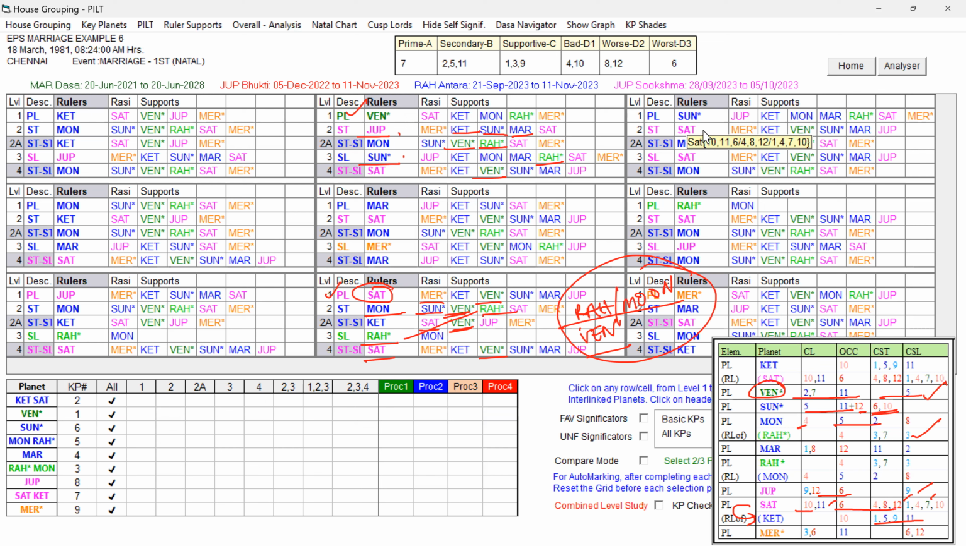The native got married during the Sun Mahadasa. The native was running Sun Mahadasa during that period of marriage. So let us check whether Sun has the strong favorable key planets of the Dasa Lord or not. Sun itself is one of the key planets supporting the Dasa Lord, that is fine. And our other favorable key planets of that Dasa Lord are Rahu and Moon. Rahu is there in supports, and Moon is there at the 2A level and the last level, and has Venus.